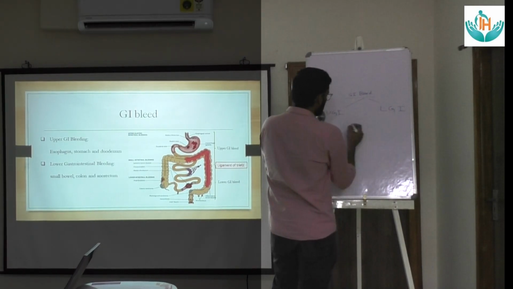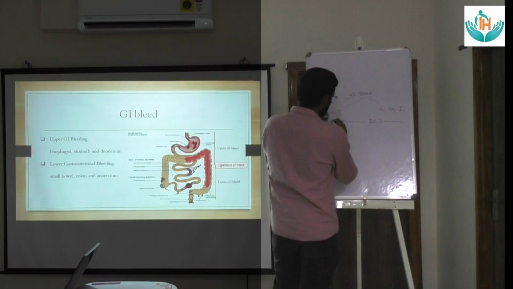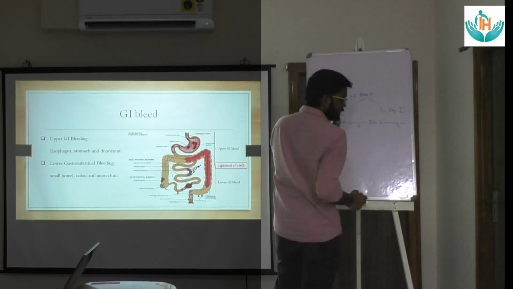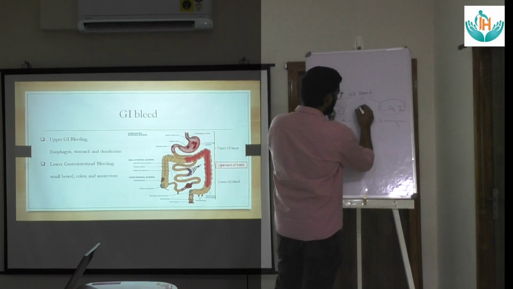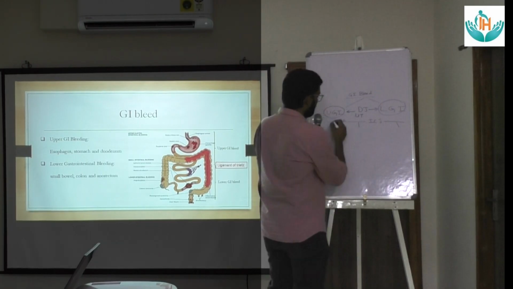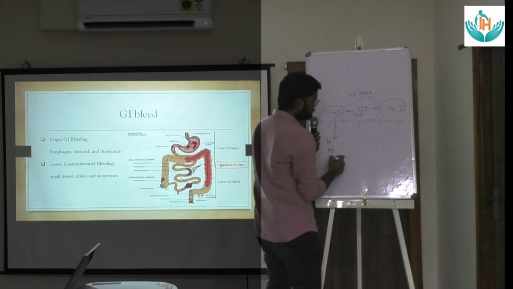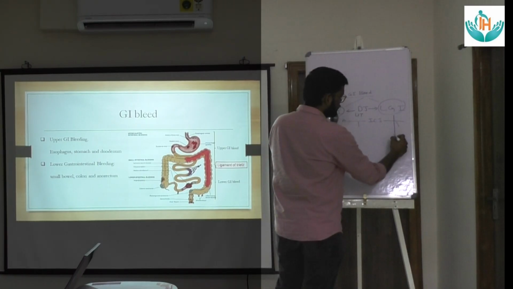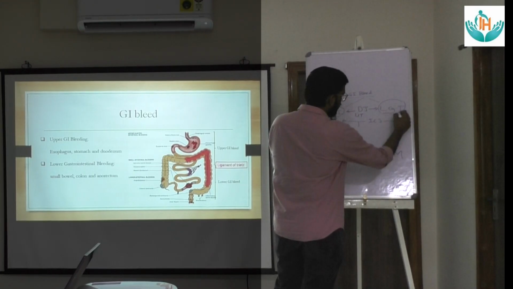Now we have also classified it up to the ampulla of Vater, ampulla to ileocecal junction, and beyond the ileocecal junction. This is upper, small bowel, and lower GI bleed. Any bleeding above the duodenojejunal flexure, that is the ligament of Treitz, is called upper GI source. Below is called lower GI source. Upper GI source presents with hematemesis or melena, and lower GI source presents with hematochezia, but sometimes melena can also occur in lower GI bleed.